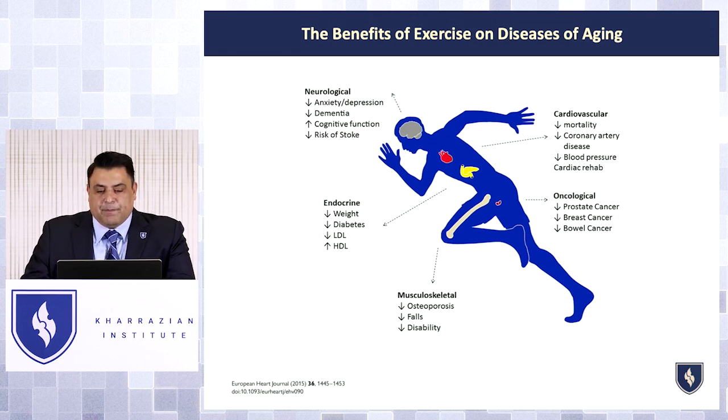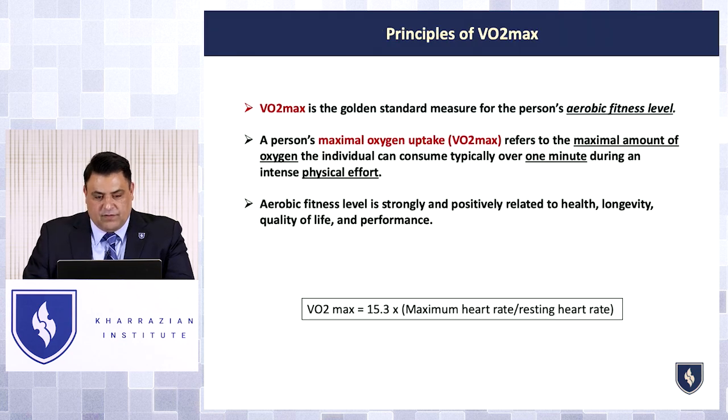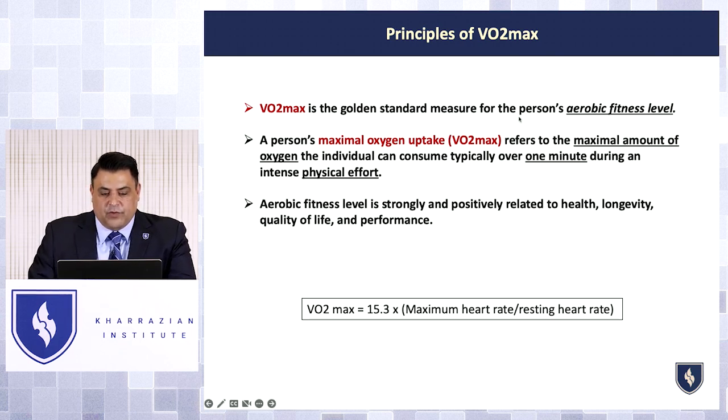Okay. Now, before we get into the studies, we've got to clarify what a lot of studies use for cardiovascular fitness, which is the VO2 max. VO2 max is the gold standard measure for a person's aerobic fitness level. A person's maximum oxygen uptake, VO2 max, refers to the maximal amount of oxygen that an individual can consume, typically over 1 minute during an intense physical effort. Aerobic fitness level is strongly and positively related to health, longevity, quality of life, and performance.